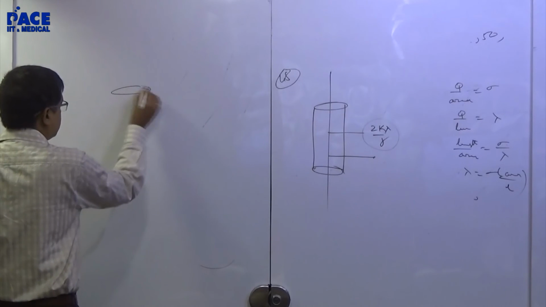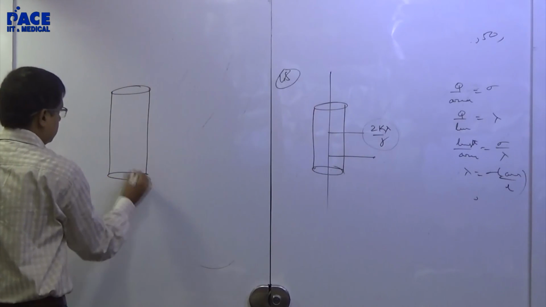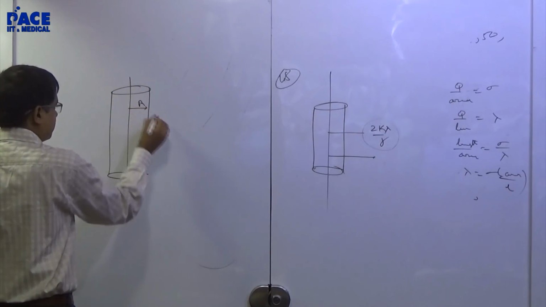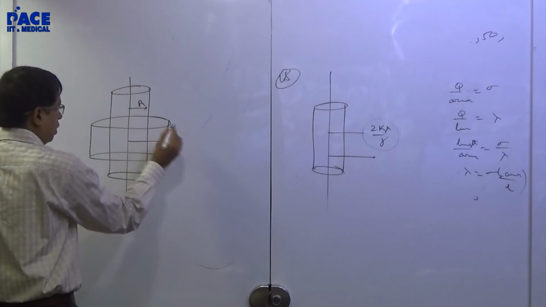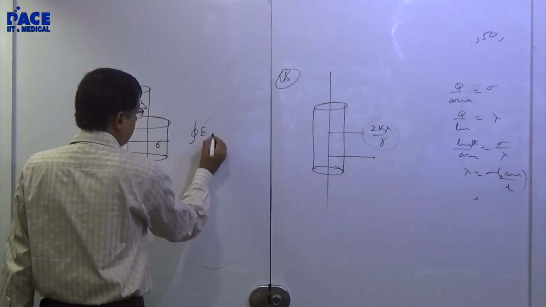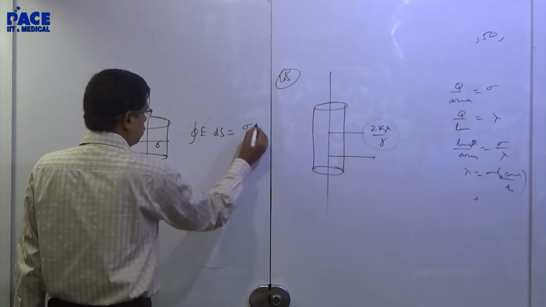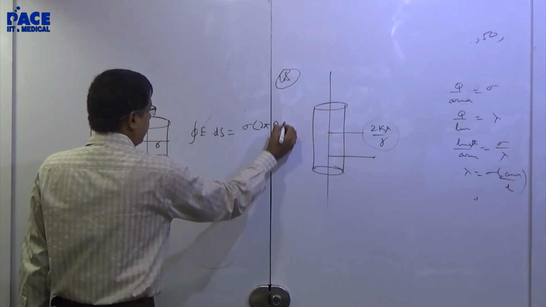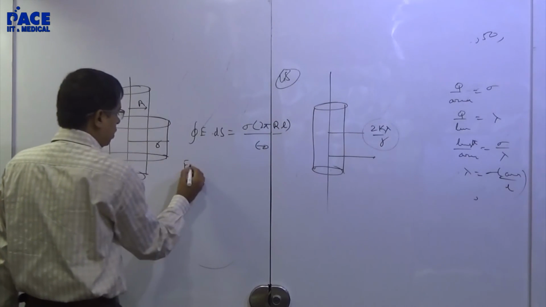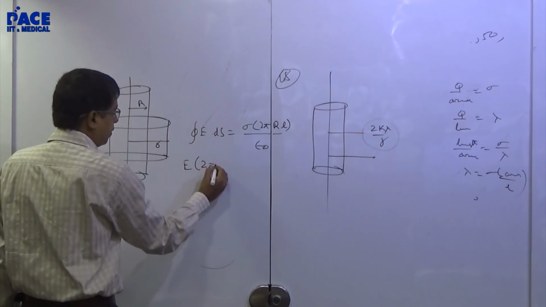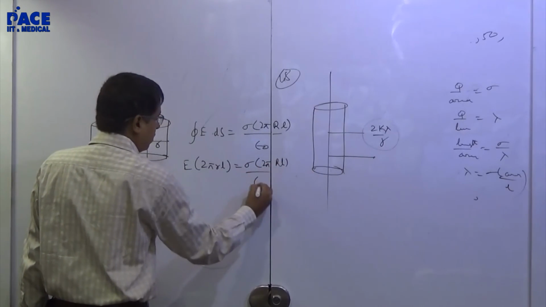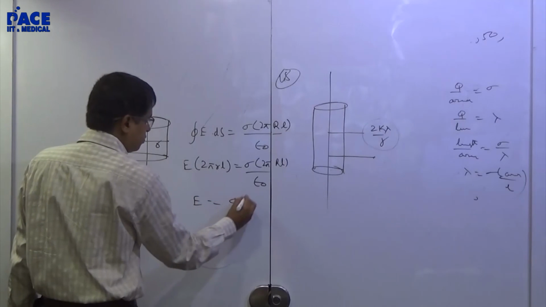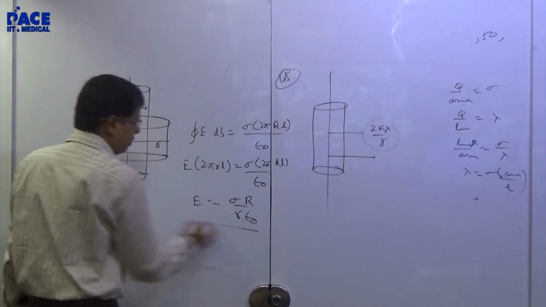Field because of the cylinder of radius capital R, at small r. Closed integral E dot ds is equal to σ 2πRL by epsilon naught. E into 2π small r L is σ 2π capital R L by epsilon naught. E is σ capital R by small r epsilon naught.